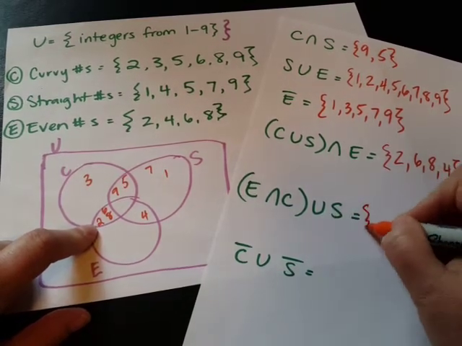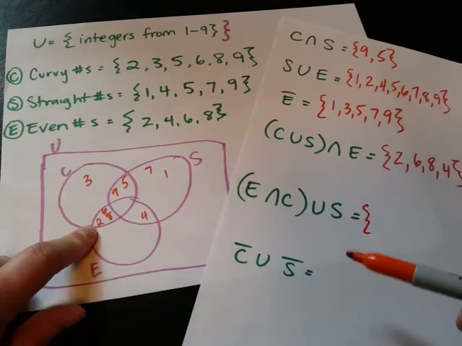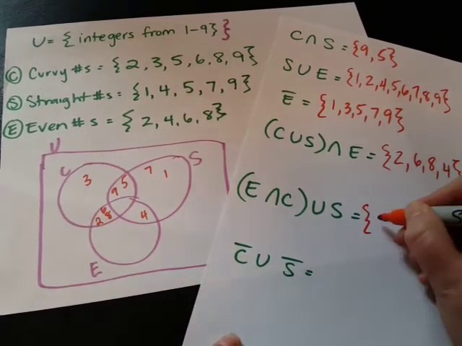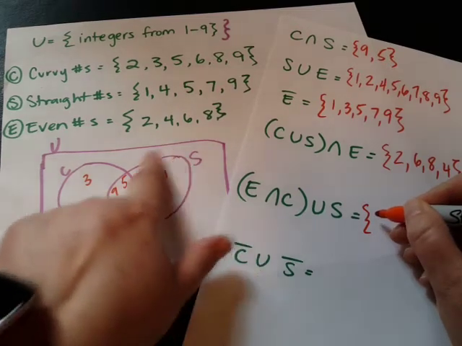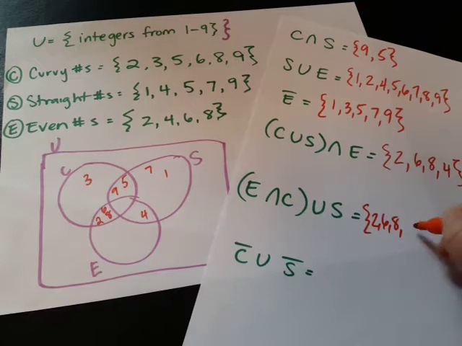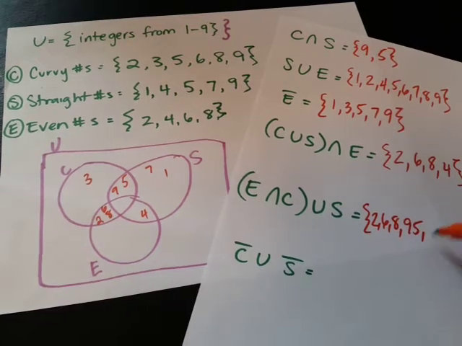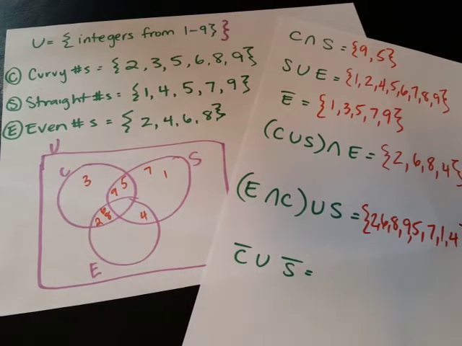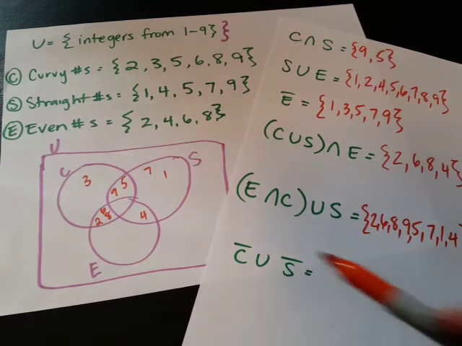So again, we have kind of the same ideas up here. So we're taking that intersection between E and C and making a union with all the other things that are within set S.